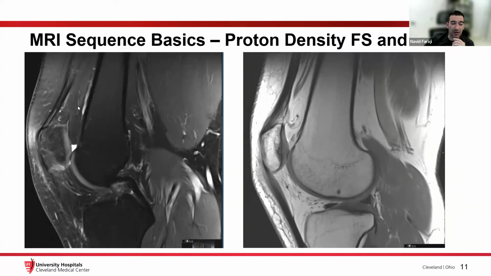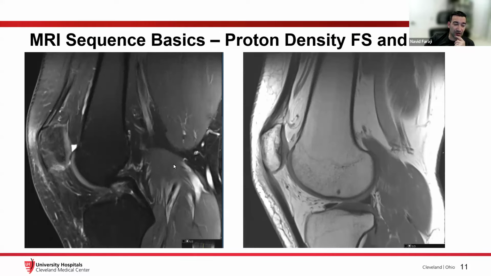Fat is dark. These are technically proton density, which is similar to T2 in many ways, but more like in the middle between T1 and T2. But the main thing here is that we did physics magic to nullify fat signal intensity. That's called fat suppression. That's what the FS stands for.